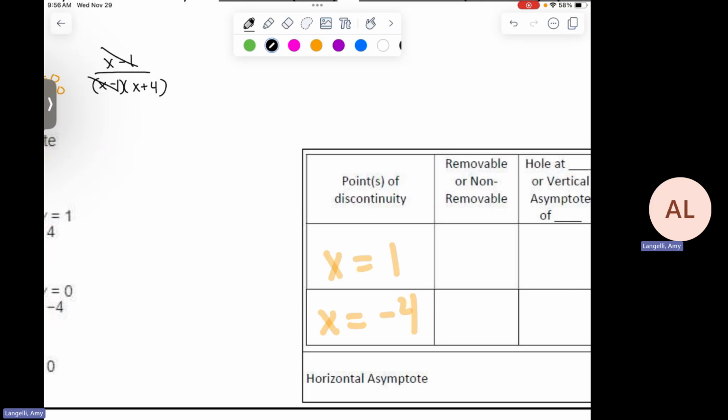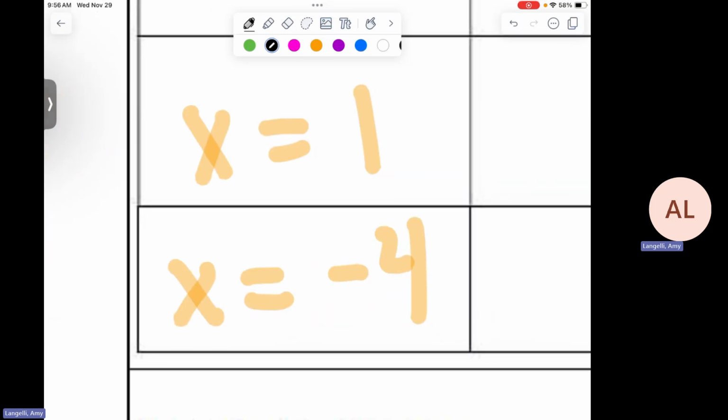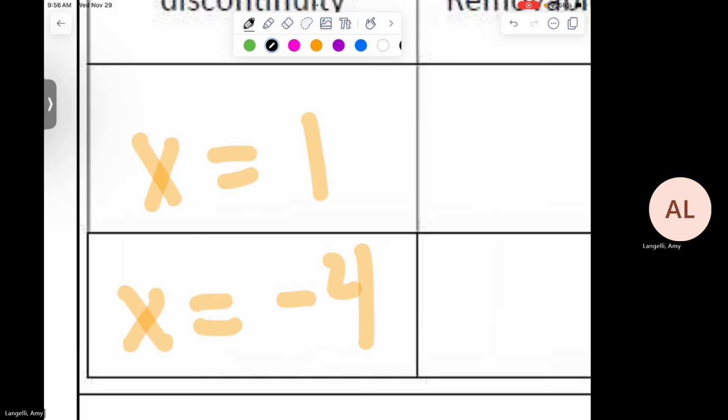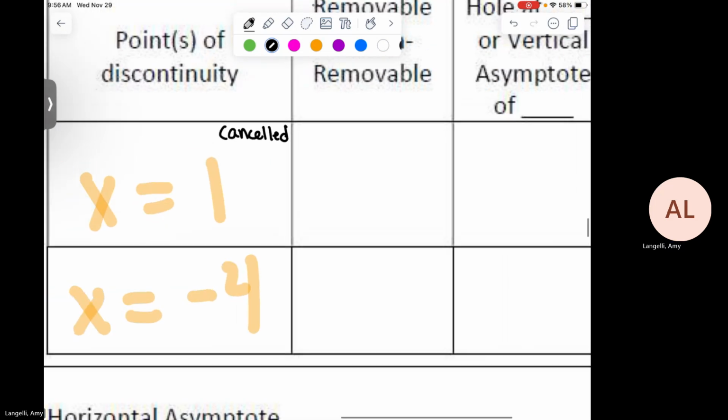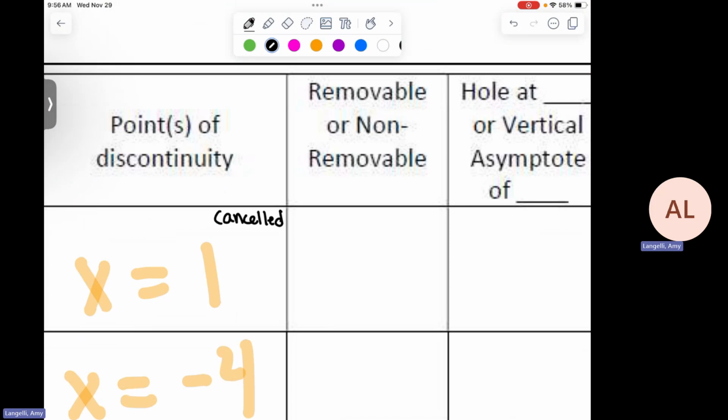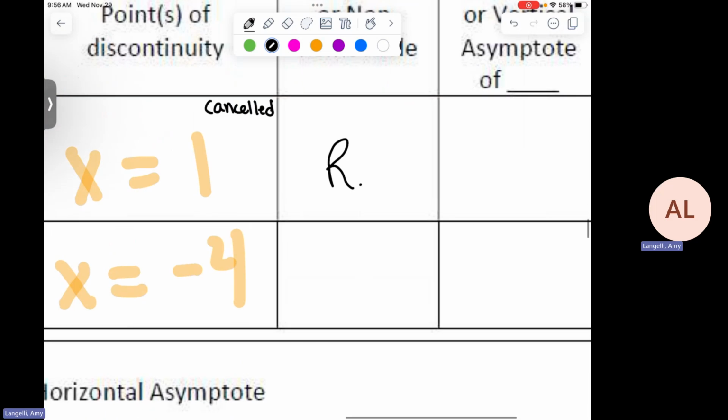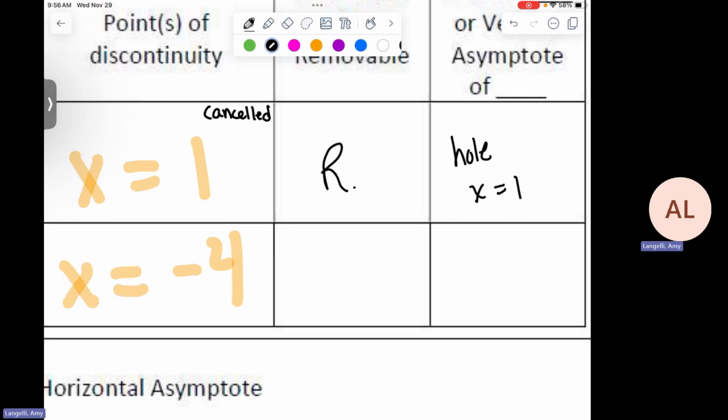Which one of these came from the canceled? That's right. This one canceled out. I think canceled has 2 L's. If it doesn't, we're going to pretend like it does. It's fine. Would you guys call that one removable or non-removable? And if it's removable, is it a hole or an asymptote? What about x plus 4? Did it cancel? So removable or non-removable?